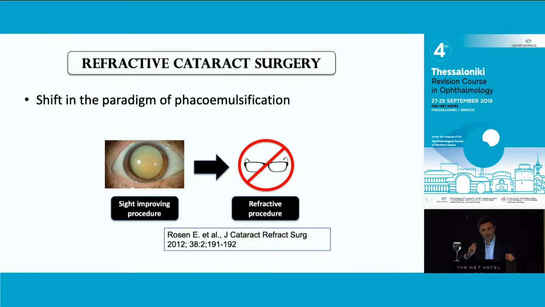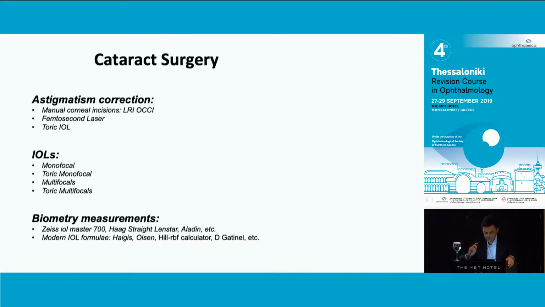Thanks very much. So I think it's becoming more and more important to get good outcomes from cataract surgery, like Bruce showed with the changing and improvement in formulas. Because when I started, it was really just a question of making the patient see better, with or without glasses did not matter. But now it's becoming more and more of a refractive procedure.